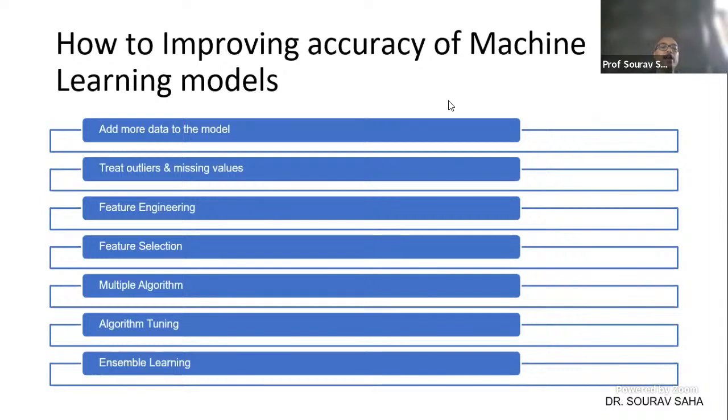And then after that, try out multiple algorithms for the decision tree, right? Use the algorithms. Let's say we have used random forest. Tune those algorithms to the best possible. And then finally, you can also do ensemble learning. So these are different ways in which you can improve the accuracy of the machine learning model.